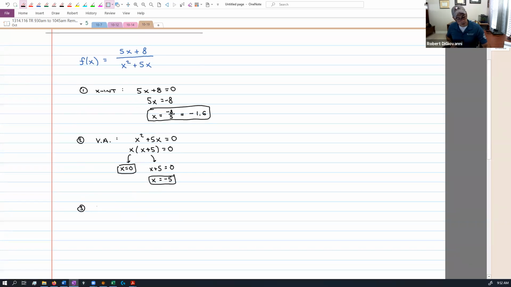Third step, horizontal asymptote. And this is the same as the previous problem. The degree of the numerator is 1. The degree of the denominator is 2. And when we compare those, the numerator's degree is smaller than the denominator's, which means the x-axis is our horizontal asymptote.